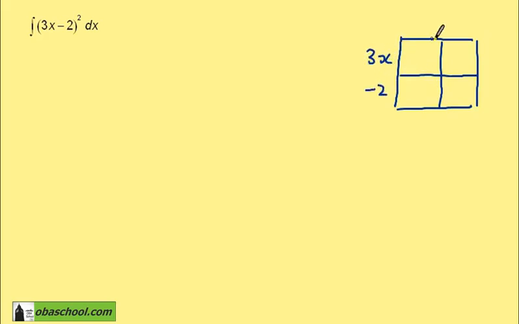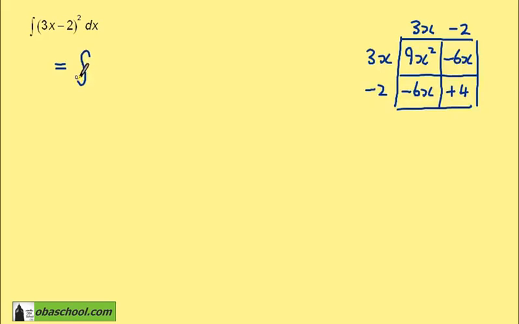3x and minus 2, 3x and minus 2. So we have 9x squared. 3x times minus 2 is minus 6x. The same here. And minus 2 times minus 2 is plus 4.